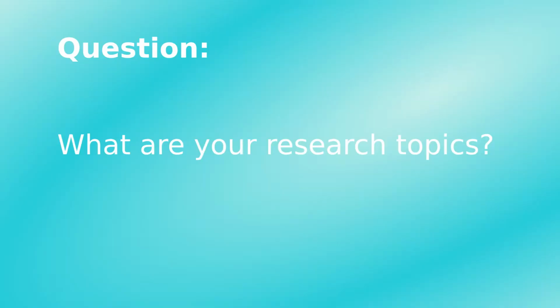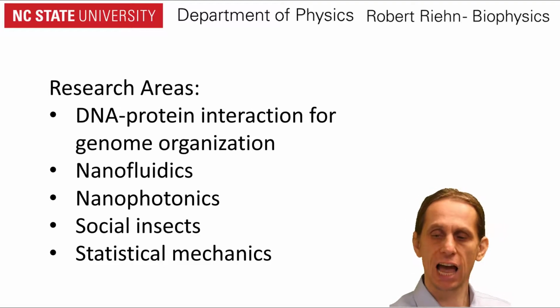Hello, my name is Robert Riehn. I'm a faculty member here at NC State, and I have been at NC State since 2006. My specific research area is biophysics. Within biophysics, I have fairly diverse interests.